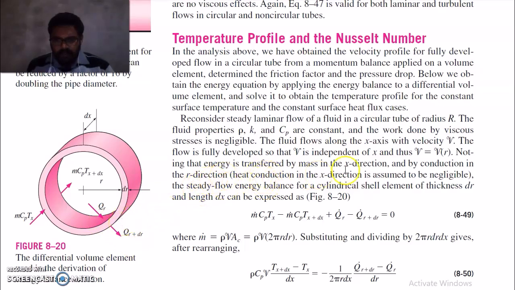So we have conduction in the r direction, the radial direction, while heat conduction in the x direction is assumed to be negligible. Also note that energy transfer by mass is in the x direction. This is your x direction. So apply an energy balance on this element: energy in by mass, energy out by mass, plus energy in by conduction, energy out by conduction, on this element of the shell.